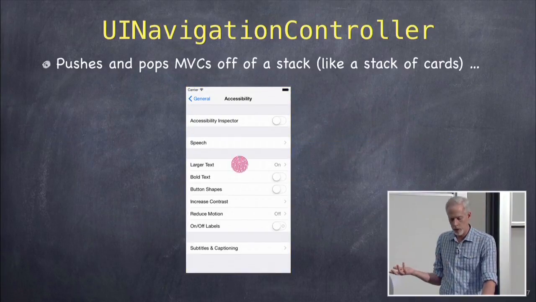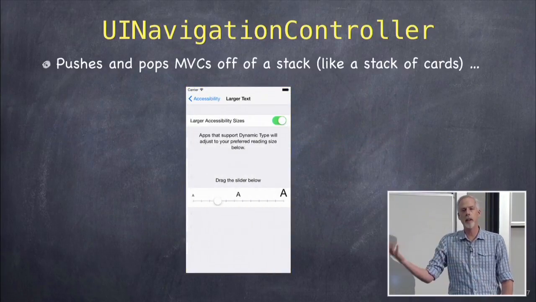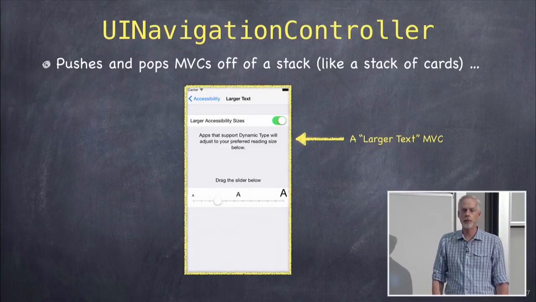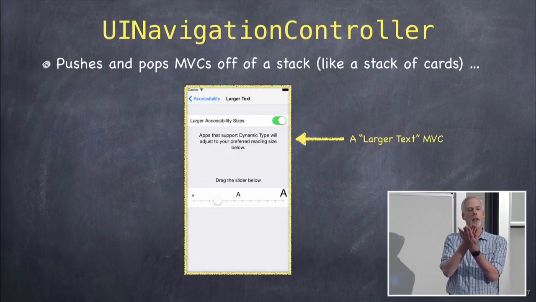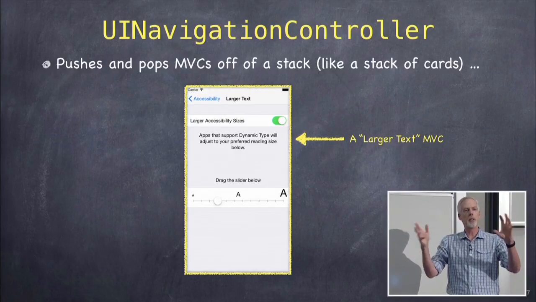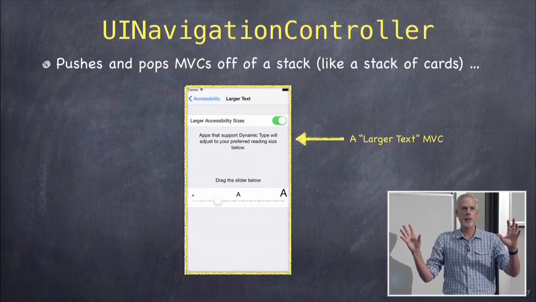And if I click on larger text in here, I get yet another MVC. Now we have 5 MVCs, right? So these MVCs just keep stacking on top. And each new one that comes on is its own world. It's completely on its own.